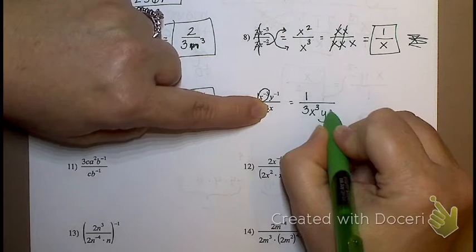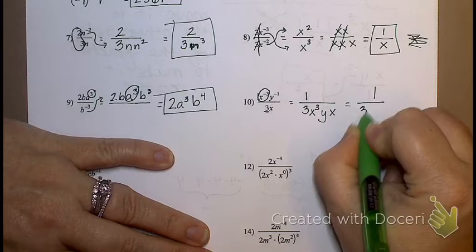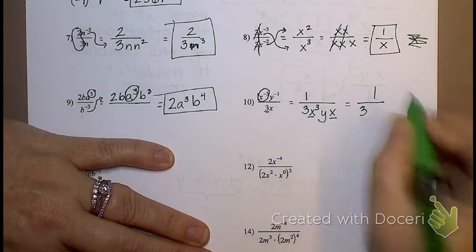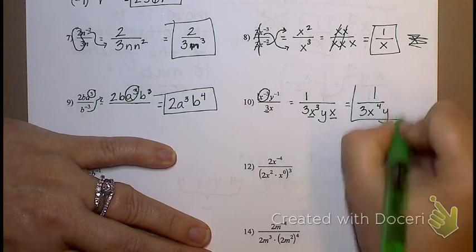Positive exponent. So I think I do need that 1 on top, don't I? And what do I have on the bottom? I have x to the third and x giving me what? X to the 4th. And then y. Done.